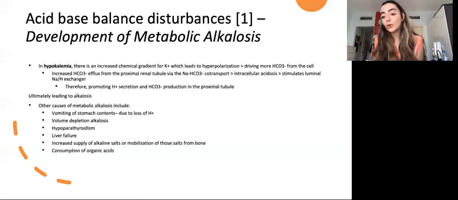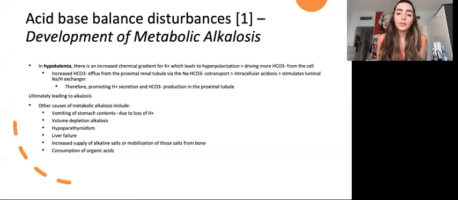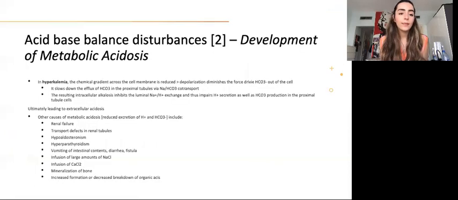hypoparathyroidism, because the parathyroid hormone normally inhibits bicarbonate absorption in the proximal tubules. And then in liver failure, because the hepatic production of urea is decreased, the liver uses less bicarbonate and alkalosis develops. However, in liver failure, it's mostly respiratory alkalosis as a result of damage to the respiratory neurons. And then you also have increased supply of alkaline salts and consumption of organic acids that can cause metabolic alkalosis. Then the next one is metabolic acidosis.